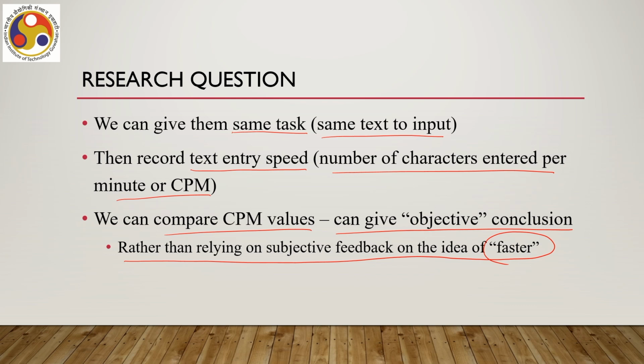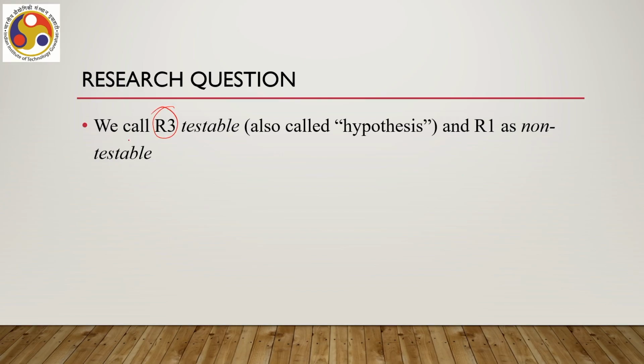Now, since here we are not relying only on user feedback, instead we can actually come to a conclusion based on something that is objective, not subjective to users' interpretation. The R3, question number R3, we can call a testable question, or sometimes it is called a hypothesis, and R1 and R2 as non-testable.